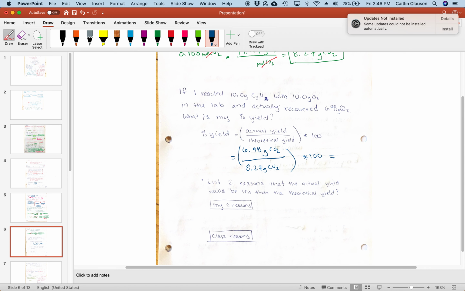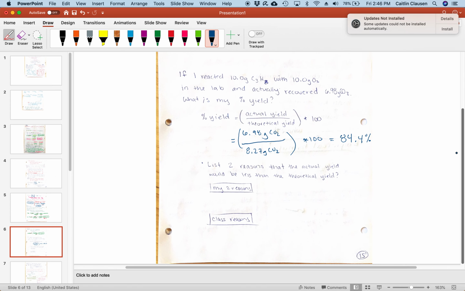6.98 divided by 8.27, 84%. We'll say for sig figs, 84.4%. It's decent. That's a decent yield. The closer you get to 70 and below, your yield isn't great. Depends on what reaction you're doing, though.